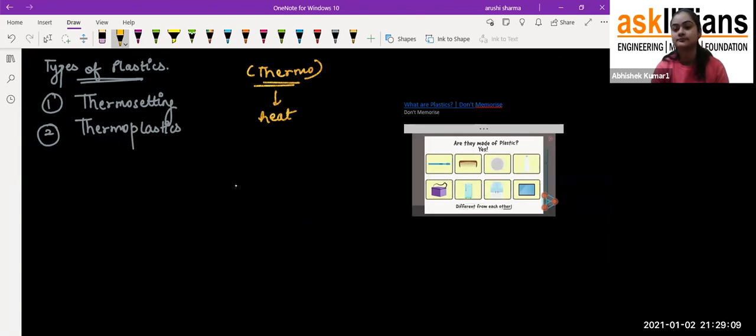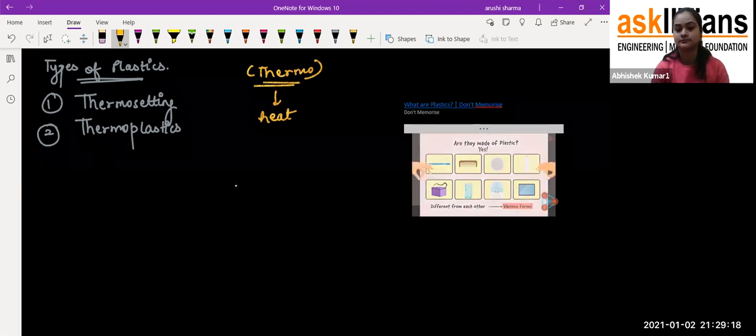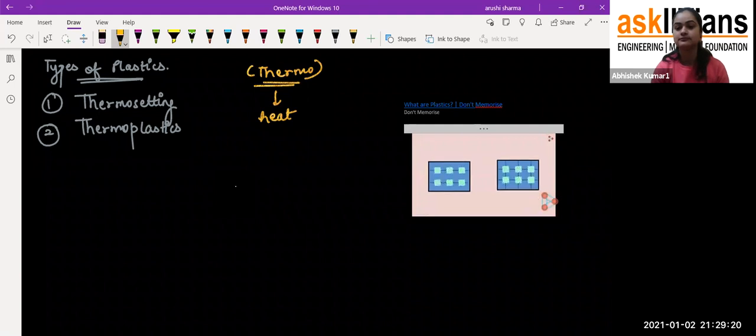So, how is that possible? Well, it is possible because plastic itself comes in various forms. What do we mean by this? To understand this, let us draw two figures.